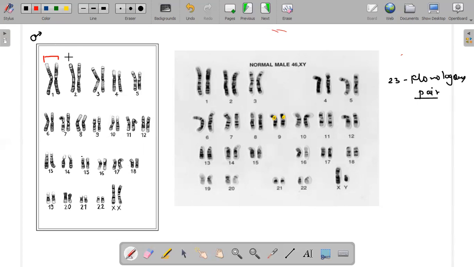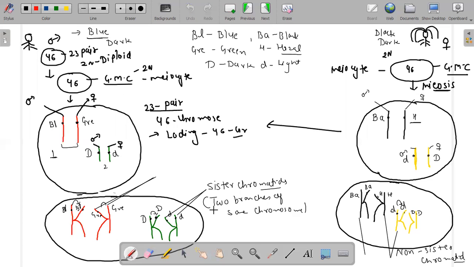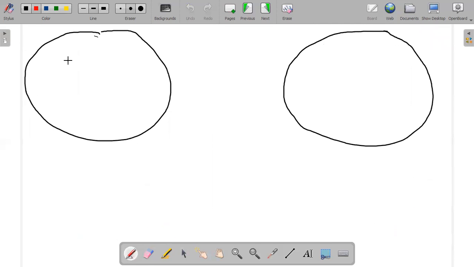Okay, so these are a homologous pair. Now this one is developing a chromatid and this one is developing a chromatid. This is how the chromatids are developing here. So sister chromatids are two branches of the same chromosome, and non-sister chromatids are branches of two different chromosomes. So I am now drawing two sister chromatids here, and there is actually crossing over, the pattern of crossing over.